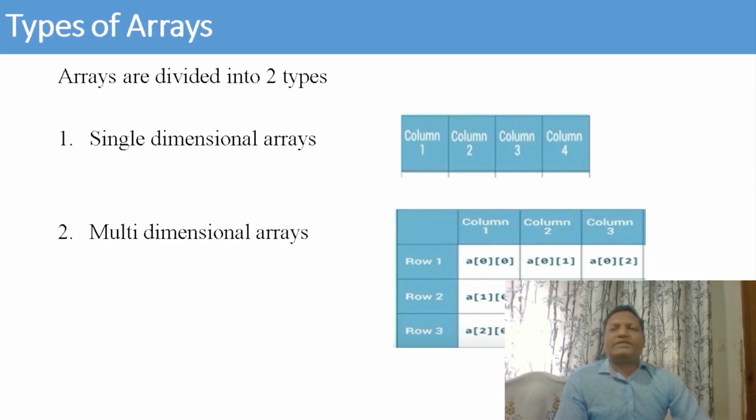There are two types of arrays in Java. A single dimensional array represents a single row of elements. A multi-dimensional array represents data in the form of rows and columns. If you want to represent the data in the form of rows and columns, then we can go for multi-dimensional arrays. So let us see how to create multi-dimensional arrays.